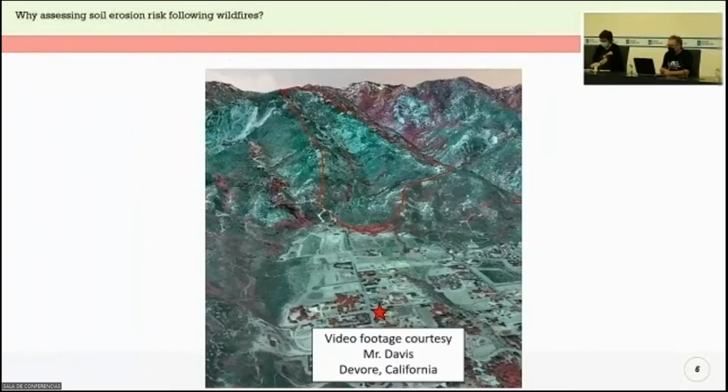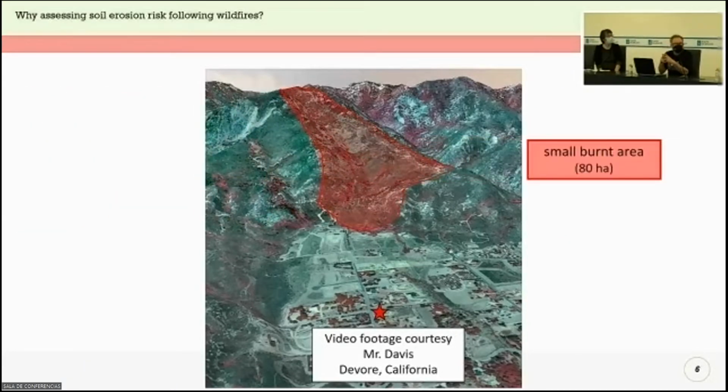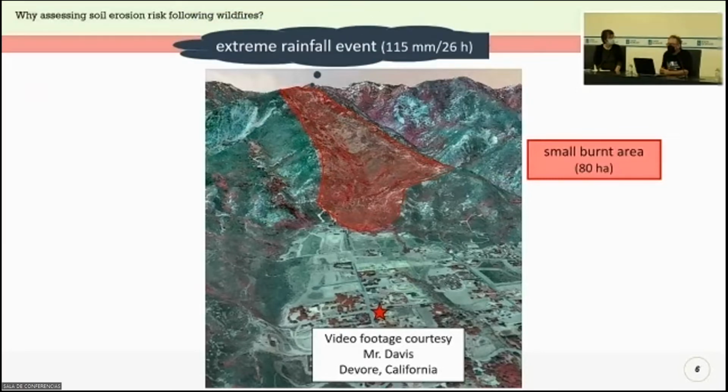So in this case, just to draw your attention to a few things. This video was taken, where's the star on the little map? And the first thing to say is that the area that was burned was not very big, only 80 hectares. So this is not a very big area when we're talking about thousands of hectares in some cases. What happened was that there was an extreme rainfall event with 115 millimeters in 26 hours. So I hope you have an idea, but this is something like 115 liters per square meter in 1 day. That's really a lot of water. And that's the key to erosion risk, the fact that it rains and can rain a lot.